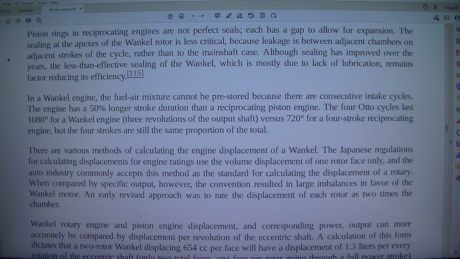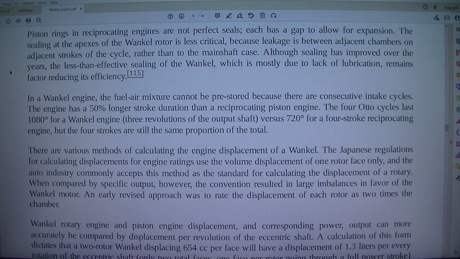The sealing at the apexes of the Wankel rotor is less critical, because leakage is between adjacent chambers and adjacent strokes of the cycle, rather than to the main shaft case. Although sealing has improved over the years, the less than effective sealing of the Wankel, which is mostly due to lack of lubrication, remains a factor reducing its efficiency.